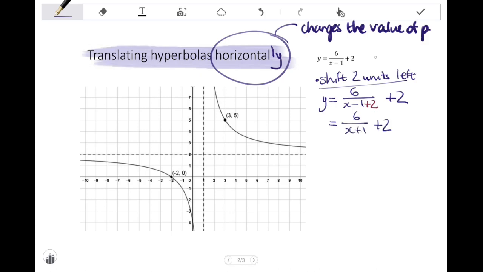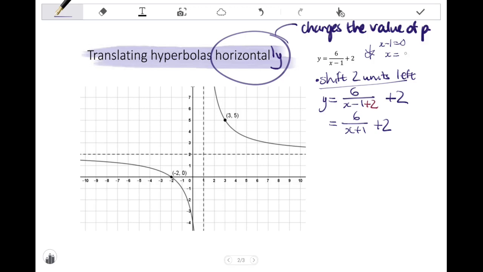Now I just want to say an easy way to check whether you've done the horizontal shift correctly is to look at the vertical asymptotes. The vertical asymptote of the original graph, we calculate using the denominator. So I take the denominator, make it equal to 0, and then solve for x.